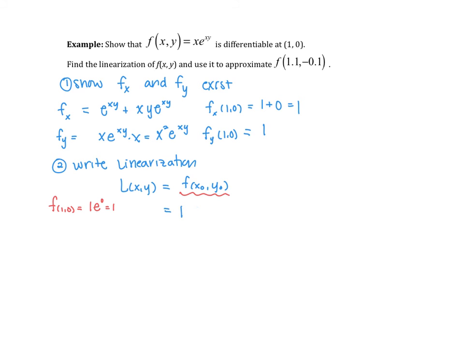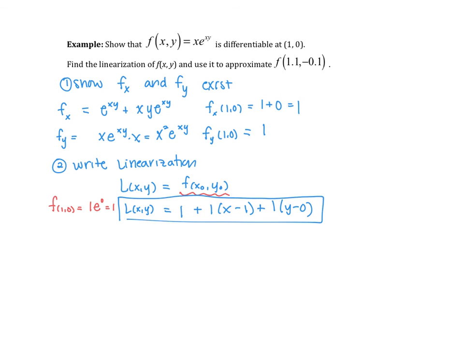So we have the linearization is 1 plus the partial derivative with respect to x, which is 1, evaluated at the point, and then the partial derivative with respect to y, evaluated at the point, is 1, times y minus 0. So this is my linearization, meaning I can make pretty good approximations for my function based on this linearization. Well, now I'm going to evaluate that.